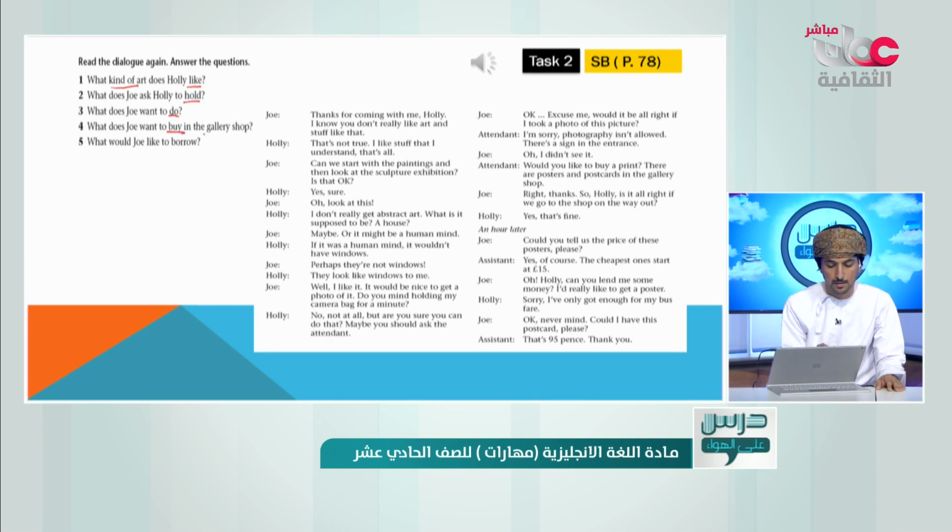So here we have got buy and gallery shop. Number 5, what would Joe like to borrow? Now you'll have to find these keywords in the dialogue in order to answer the question. Number 1, what kind of art does Holly like? We have got here kind of art and like. So try to find this quickly, dear students, in the dialogue. So we have got here like, and we have got art. So let us read here. We will find the answer.